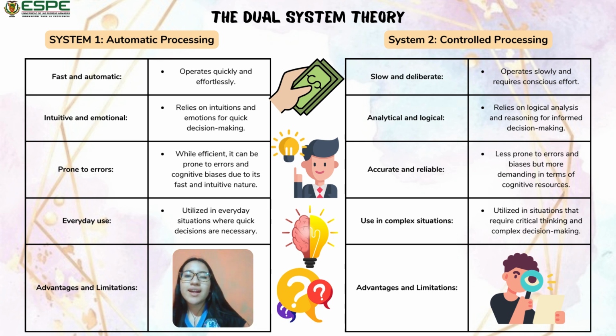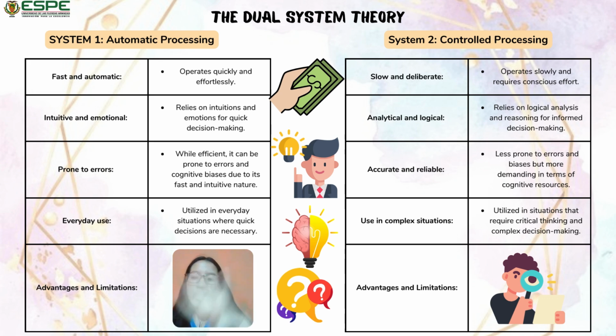Good evening, teacher. My name is Gabriela Cárdenas, and I'm going to talk about the dual system theory. It says that our brain uses two different ways to think and make decisions. These are called System 1 and System 2. System 1 is the fast thinking.